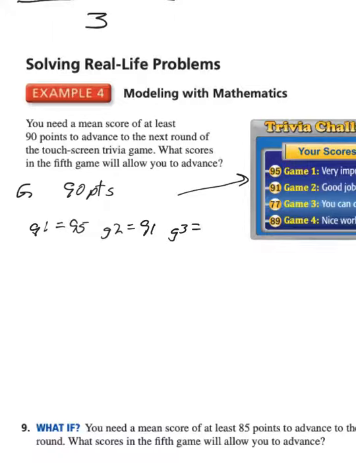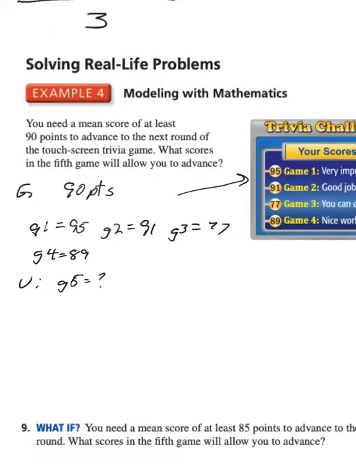And game 4 is 89. Now, what's unknown is game 5. What am I going to need for game 5?